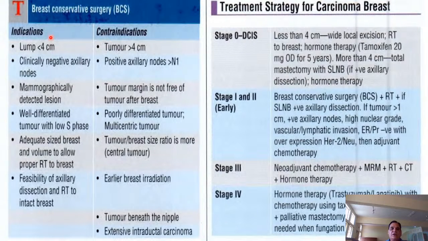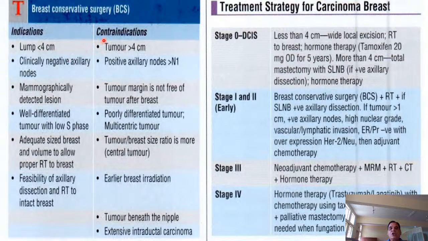What are the indications? Tumor less than 4 cm. Clinically negative axillary nodes. Mammographically detected lesion, that means early detected lesion, very good. Well differentiated tumor with low grade. Adequate size breast. Breast size should be adequate. Why? To allow local radiotherapy, and feasibility of axillary dissection and RT to the intact breast. So these are the indications.